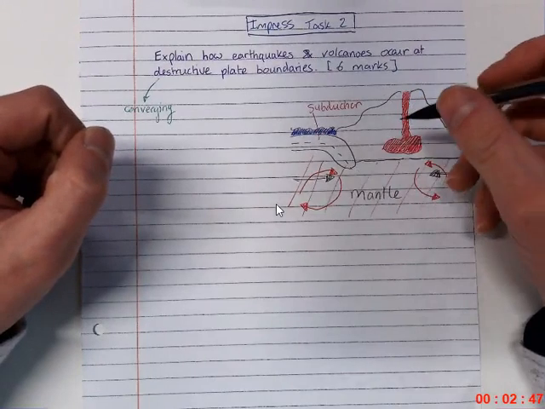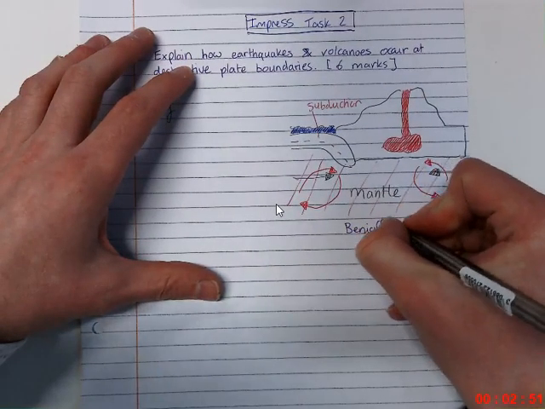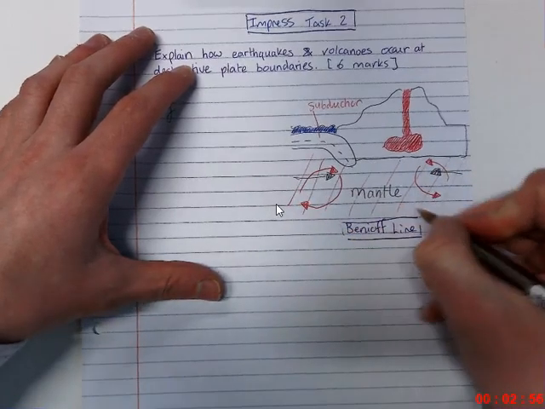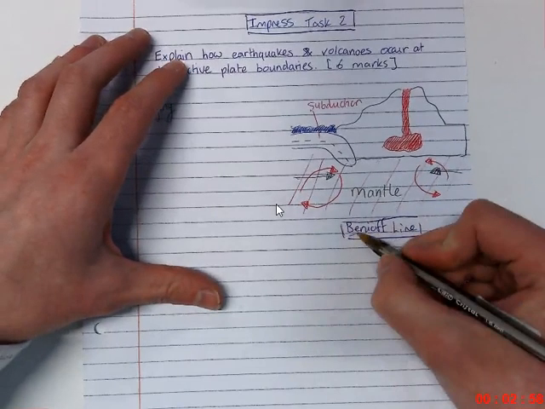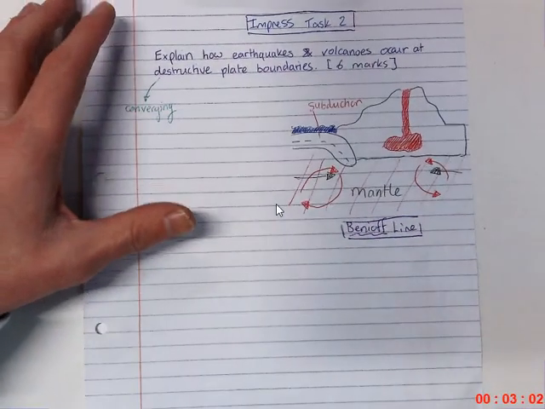line is actually called the Benioff line, which is something that you might want to refer to. I'm worried about my spelling, I am generally worried about my spelling. If you would like to look up to see if I've spelled that correctly, please do feel free.